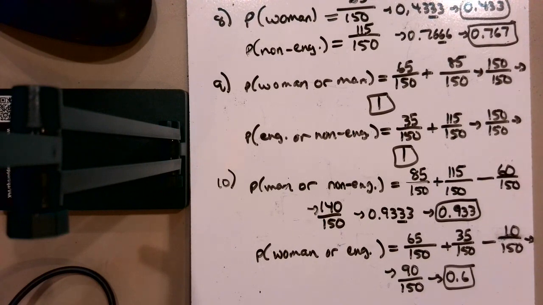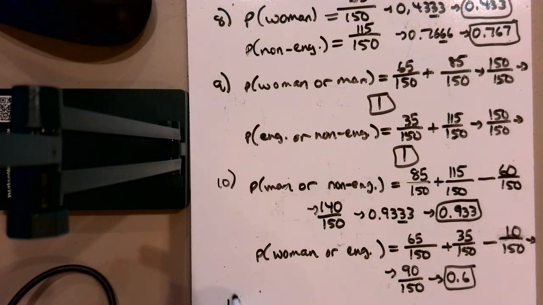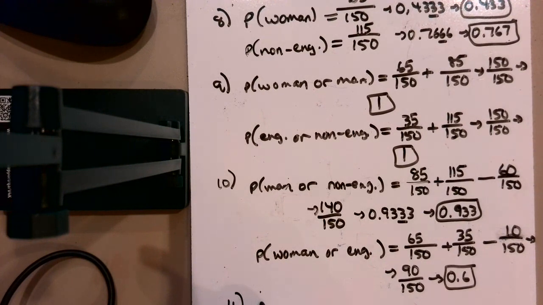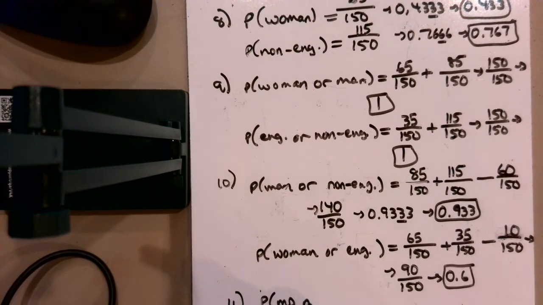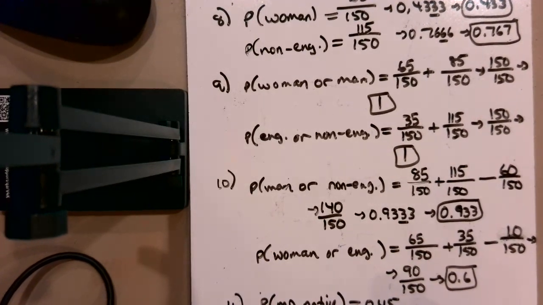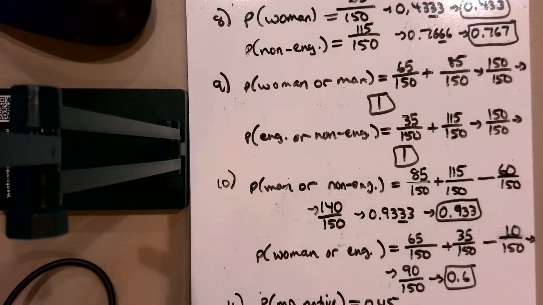So going to question 11 from test 2. Question 11 has two versions. The probability that a BCCC student is a Maryland native is 45%. So 0.45. So that means the probability that a BCCC student is not a Maryland native is 1 minus 0.45 or 100% minus 45%, which gives me 55% or 0.55.